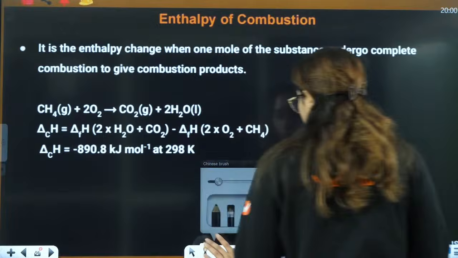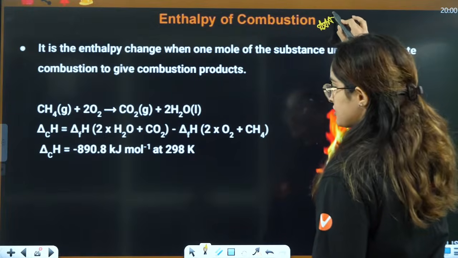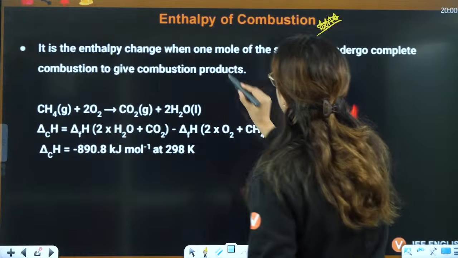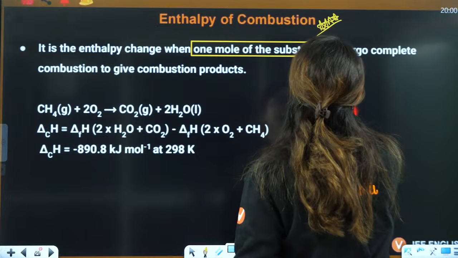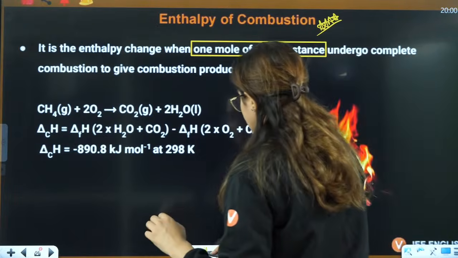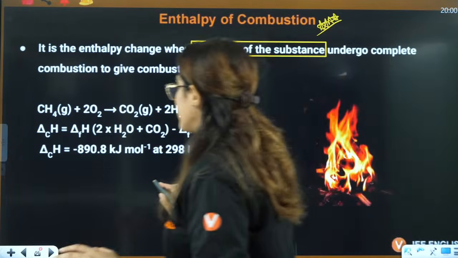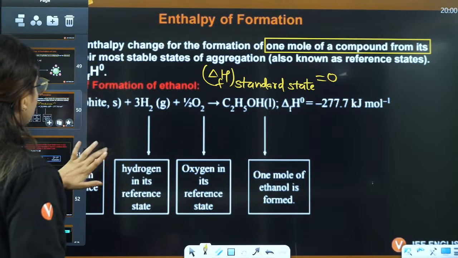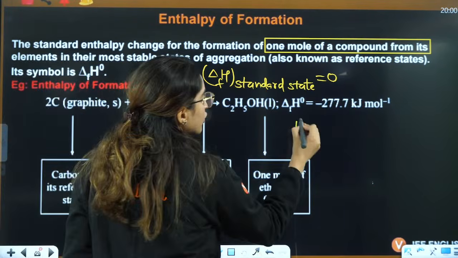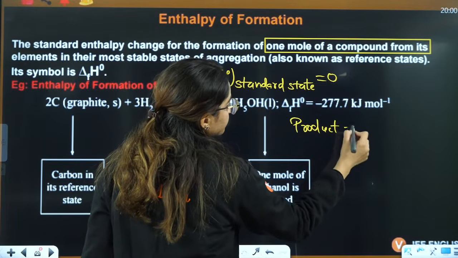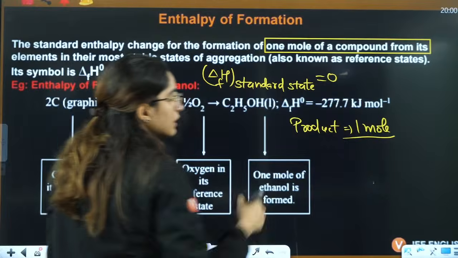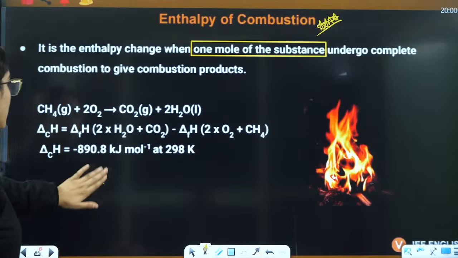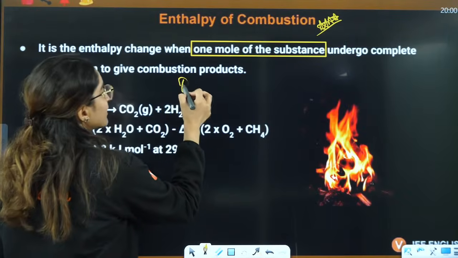Now this is quite important, that is enthalpy of combustion. Combustion is the enthalpy change when 1 mole of a substance undergoes complete combustion. Now if you see in the formation, what we said was that the product has to be 1 mole. In the combustion, when I talk about combustion, we are saying the reactant has to be 1 mole.